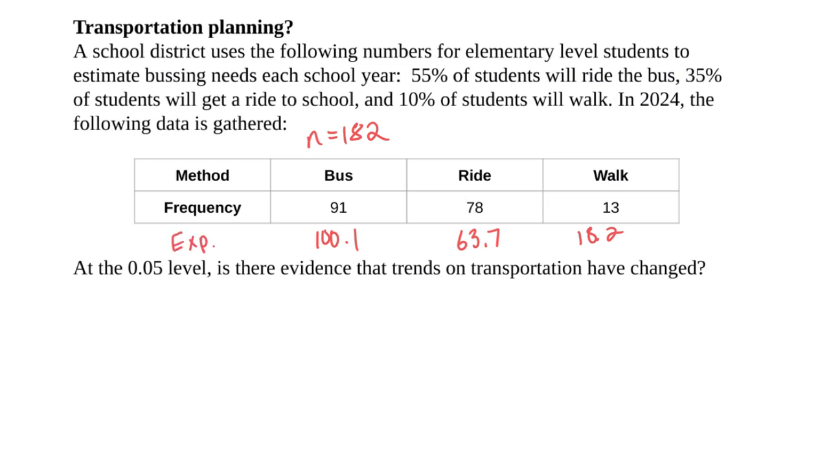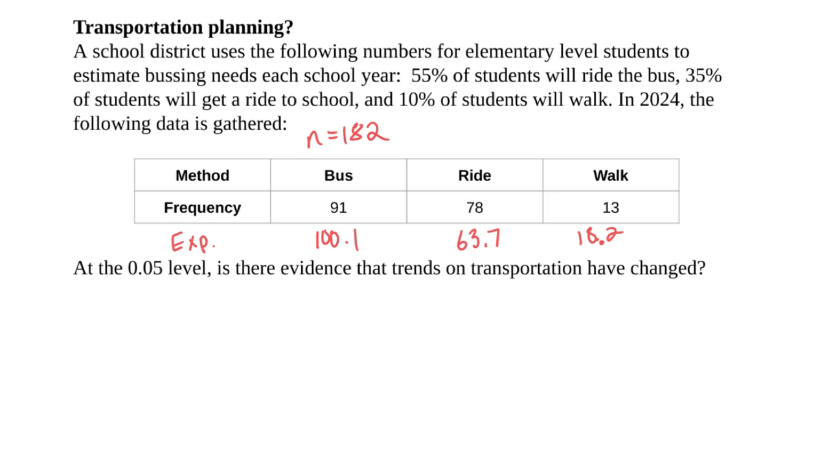Now, you might look at this and say, well, you can't have 100.1 people, 63.7 people, 18.2. We can leave these with decimals, even though, of course, it's not overly reasonable to have these as numbers of people. But if you want, you can also round to 100, 64, and 18. But I'm going to proceed through with the chi-square goodness of fit test.